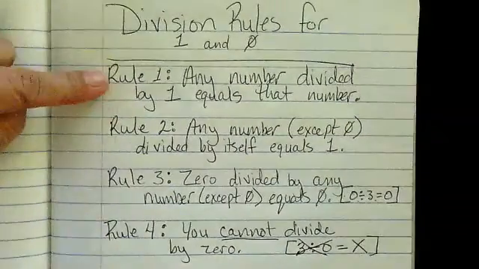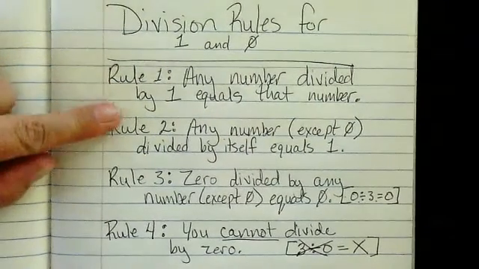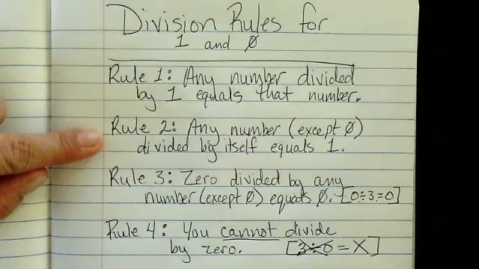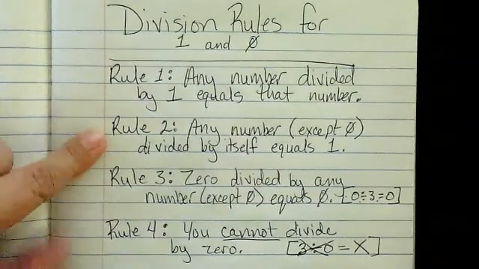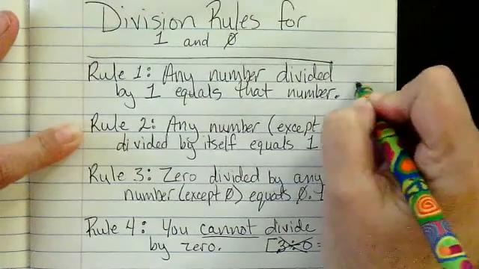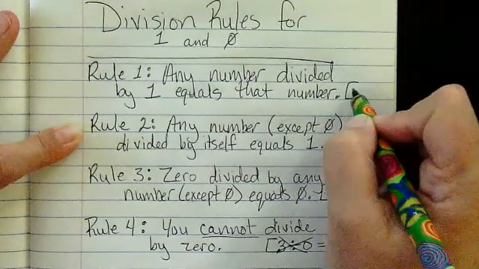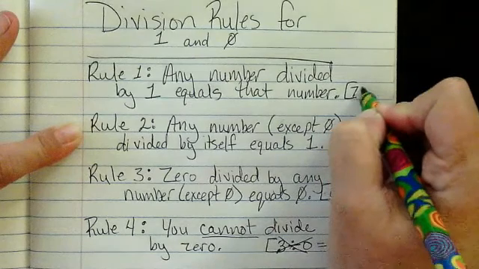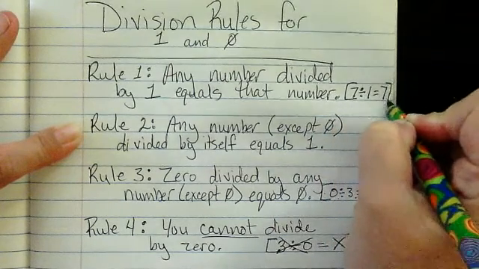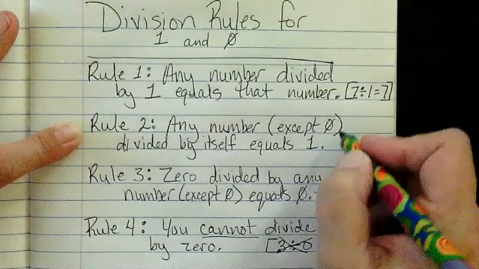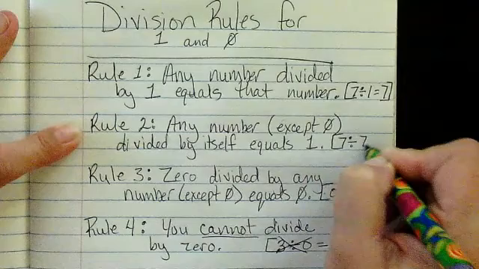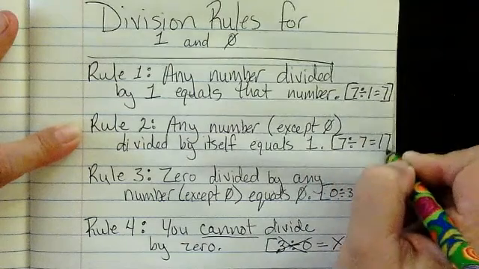So these are our rules for division for 1 and 0. Let's go over them one more time. Rule number 1. Any number divided by 1 equals that number. Rule number 2. Any number except 0 divided by itself equals 1. Let's do a couple of examples here real quick. So any number divided by 1 equals that number. So let's do 7 divided by 1 equals 7. There's an example. How about this one? 7 divided by 7 equals 1.